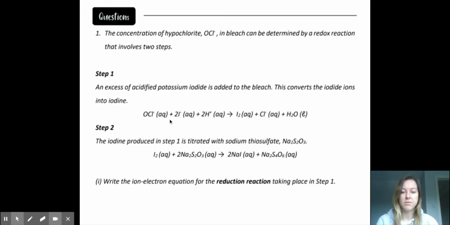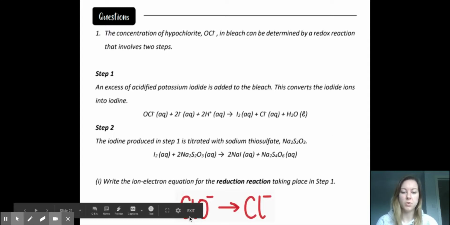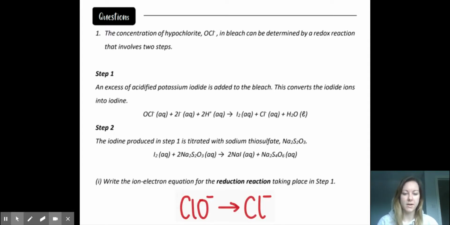Now let's start by looking and seeing which species is most likely going to be reduced. Our 2I negative is becoming I2. That means that it is losing electrons, so that's oxidation. So we're going to ignore the iodine. As always, our 2H plus ions are becoming water. We don't count that, just as a rule of thumb, as oxidation or reduction. So what we're left with is our hypochlorite ion and our chloride ion on the other side. And that's what we're going to start with: our hypochlorite ion on the left and our chloride ion on the right.